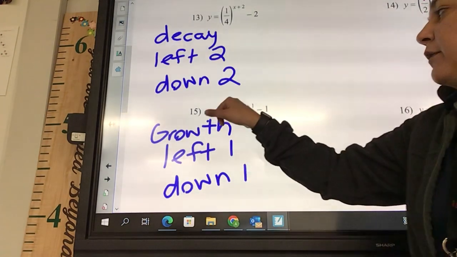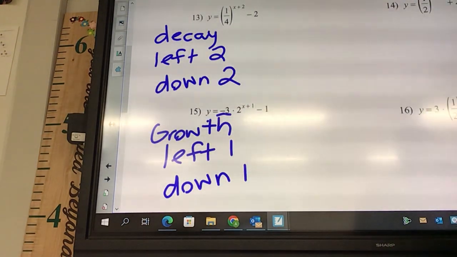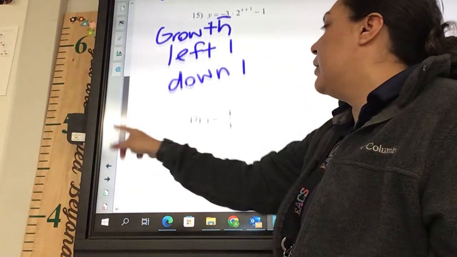So, did we really do anything with this 3? No, we did not. It's kind of there to just distract you, essentially. So just make sure you're looking at the right number for the growth or decay part. That's the only part I really care about.